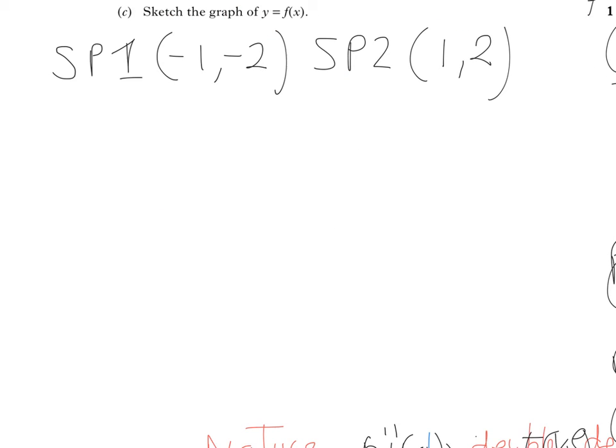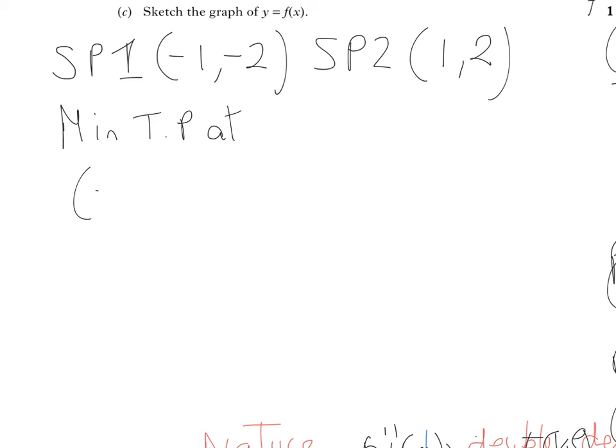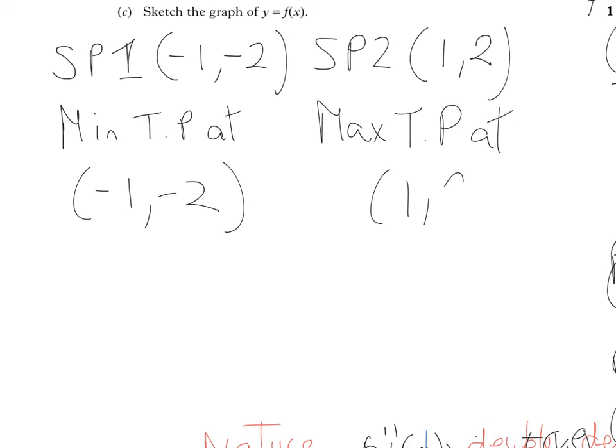All of which means that I've got a min turning point at (minus 1, minus 2), and a max turning point at (1, 2).